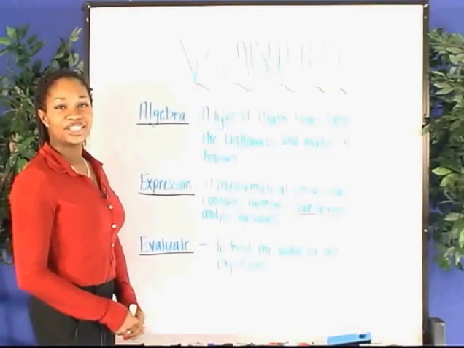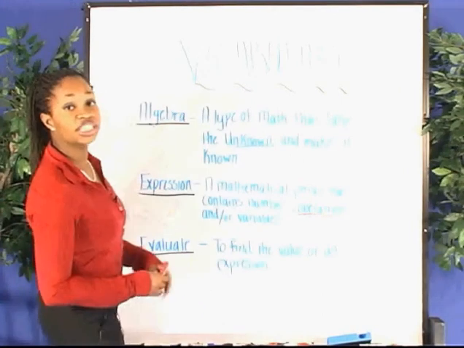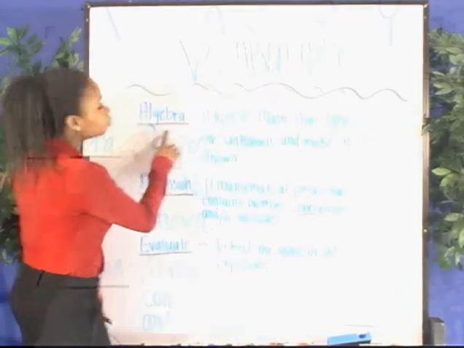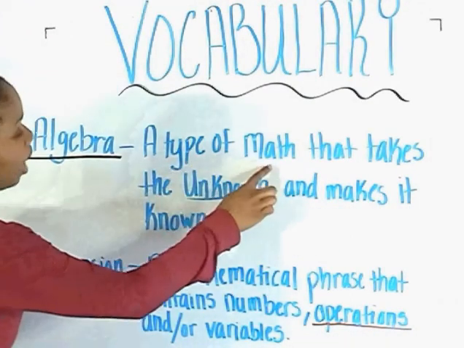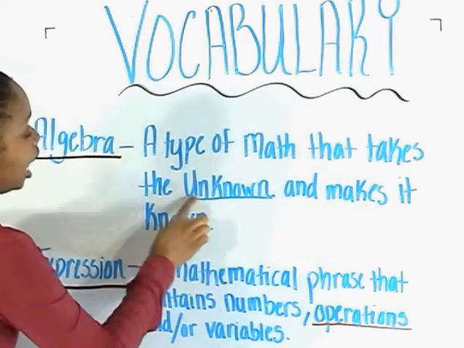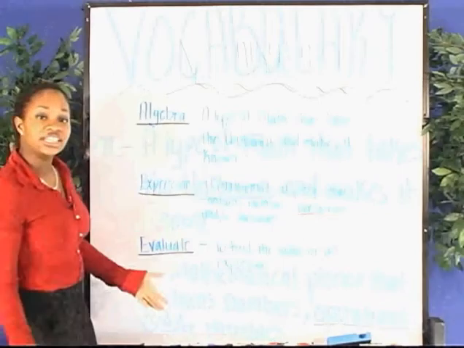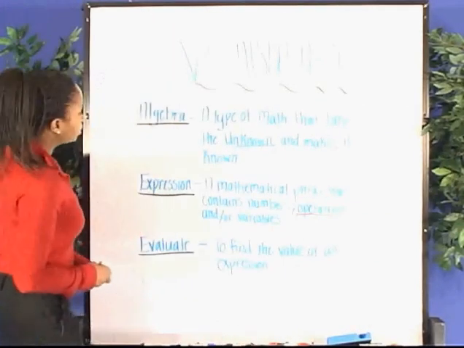Welcome again, education builders. I first want to start off with the vocabulary for today's lesson, order of operations. We're going to start off by defining the word algebra. Algebra is a type of math that takes an unknown and makes it known. It's basically finding the answer to something that you don't know for real world situations.